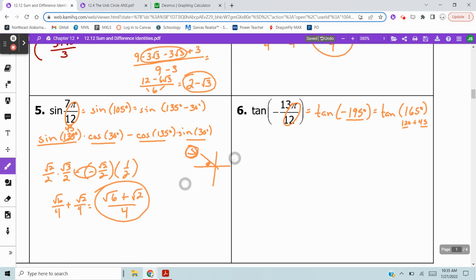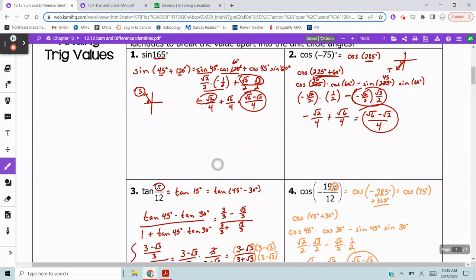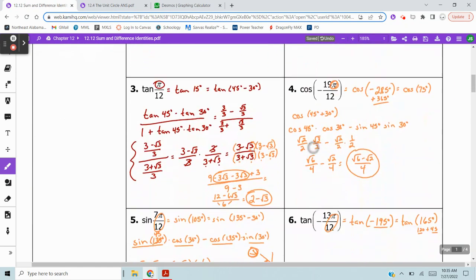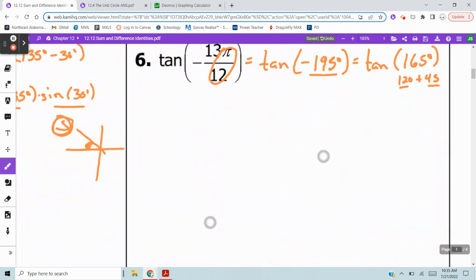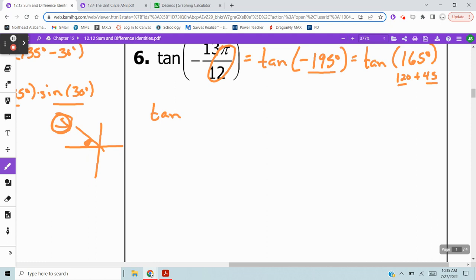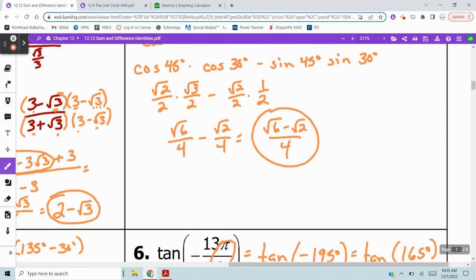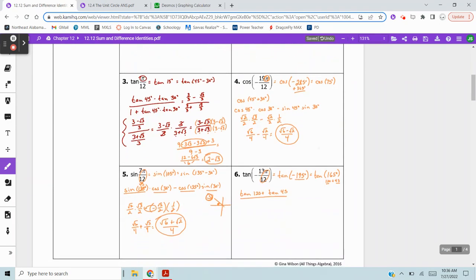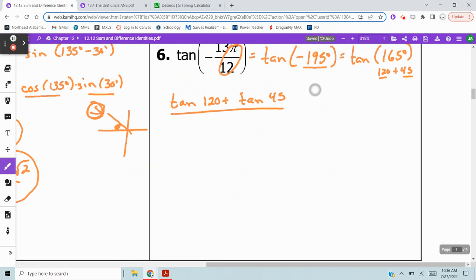So let's find our identity that we're going to use. That'd be the tangent of the sum. So we're going to use this identity here. On top, you have tan A plus tan B. So the top will be tan A is 120 plus tan B is 45. On bottom, scroll back out. On bottom, you have 1 minus tan A tan B. So that'd be 1 minus tan 120 times tan 45.